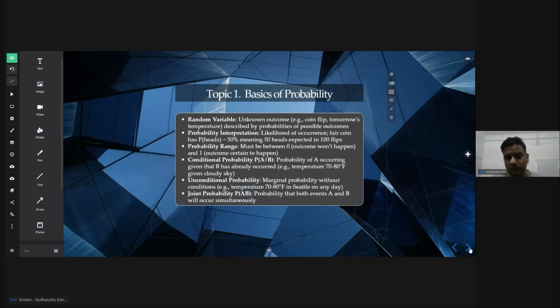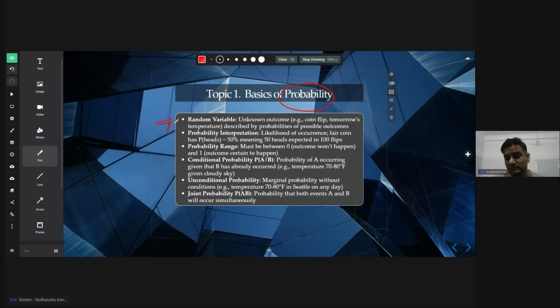Then we're talking about the basics of probability. When you talk about the basics of probability, as I told you, it is a method or a system to find the likelihood of a certain event.